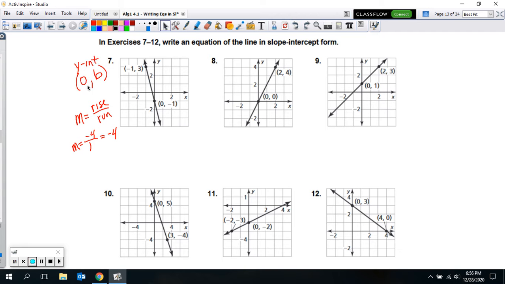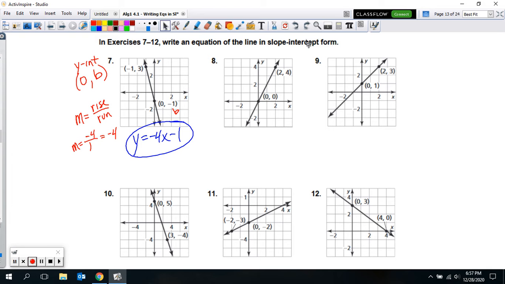That's always going to be an ordered pair of (0, b). We're going to see that on every single one of these. They actually give us the y-intercept point. They show us exactly where the line goes through the y-axis here. It's at negative 1 right here, so this is our b, negative 1. Once we know our m and our b numbers, we plug them in. y is equal to negative 4x minus 1. So there's our m, negative 4, and our b, negative 1.